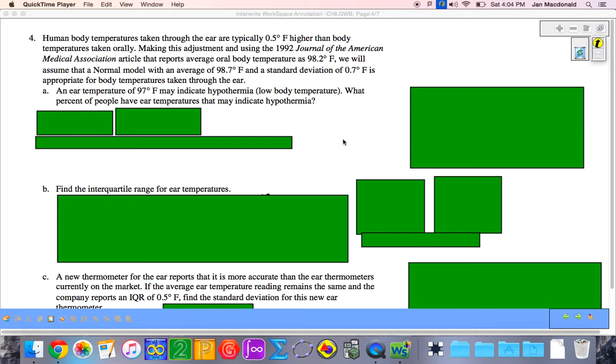We're in Chapter 6 Quiz A, question number 4. Let's take a look at the prompt.